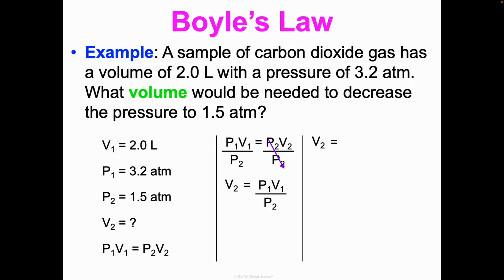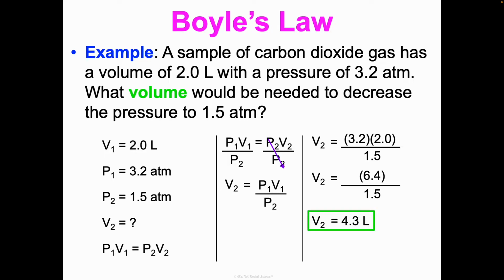Now I'm ready to plug in. V2 equals P1, which is 3.2, times V1, which is 2.0, over P2, which is 1.5. And if we solve that, 3.2 times 2.0 is 6.4, then 6.4 over 1.5 gives me 4.3 liters.